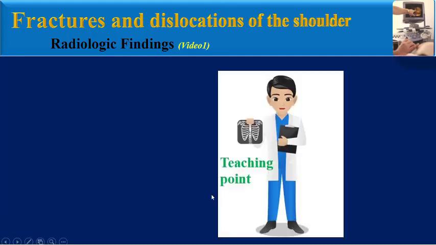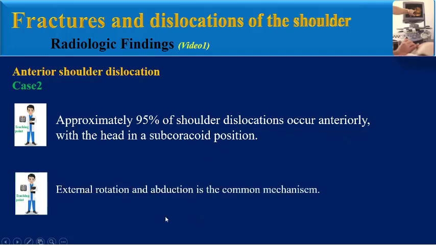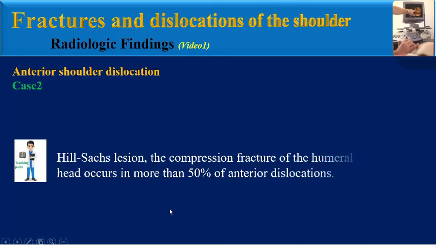What is the teaching point of this case? Approximately 95% of shoulder dislocations occur anteriorly with the head in a subcoracoid position. External rotation and abduction is the common mechanism. Hill-Sachs lesion, the compression fracture of the humeral head, occurs in more than 50% of anterior dislocations.